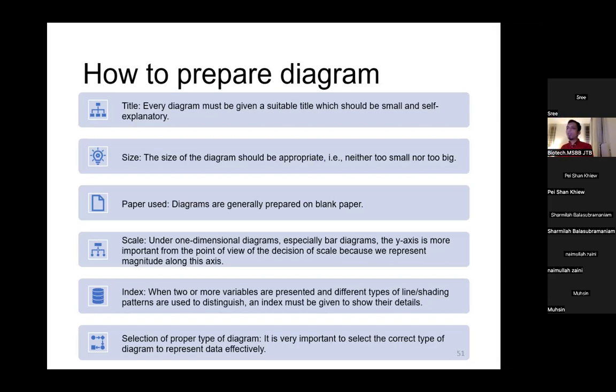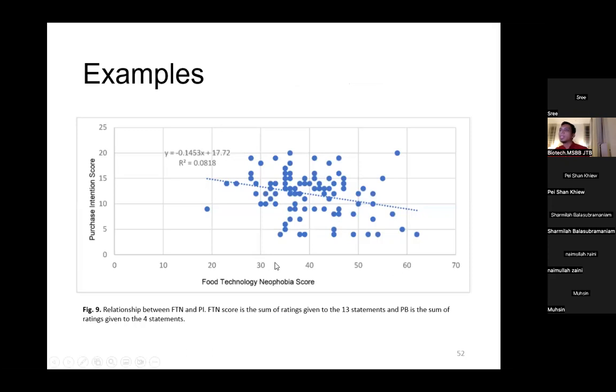Index, when 2 or more variables are presented, and this is the legend. If you use Excel, then we need to put the legend, and then we need to select a proper type of diagram, whether we want to use a line diagram or bar chart or pie chart, those things. Which one is the most suitable to project our results. Okay, so this is an example. We have a lot of data from various people. So we tabulate it here, and then we try to find the correlation.